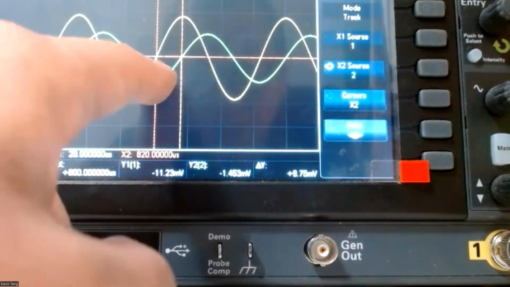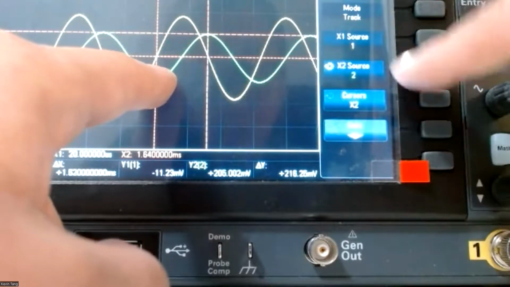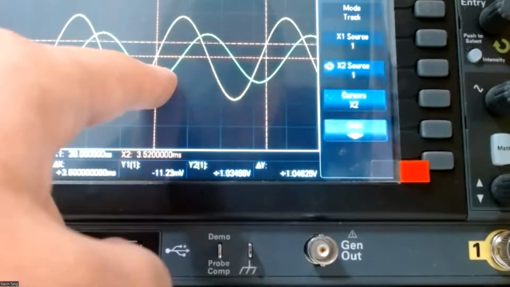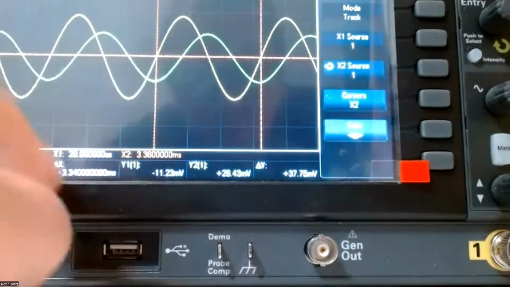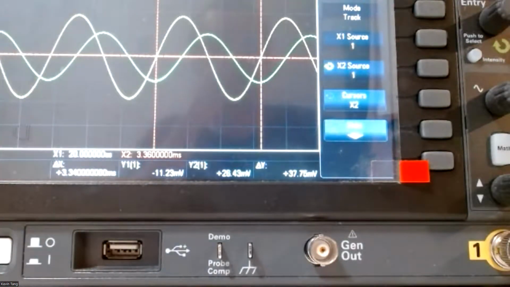Right? Okay, now the next thing is you move this, actually this needs to be cursor 1, to the other zero crossing point. This is your total period, 3340 ms, which is exactly the same thing we had before. Then using the delta t divided by total period times 360.